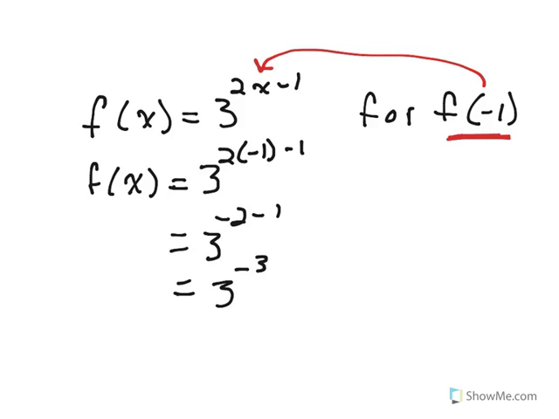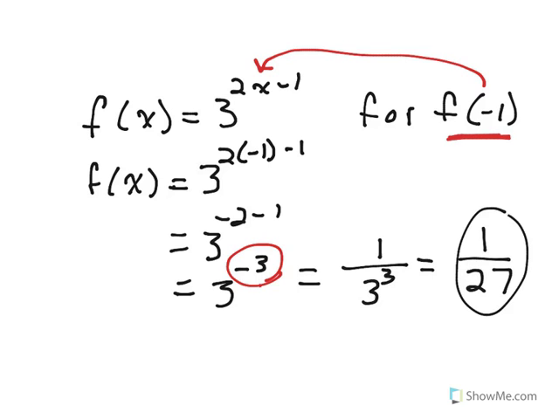Now remember, a negative exponent means a value less than 1, and we replace the 3 to the negative third power with 1 over 3 to the positive third power and calculate that out, and that gives us 1 over 27.